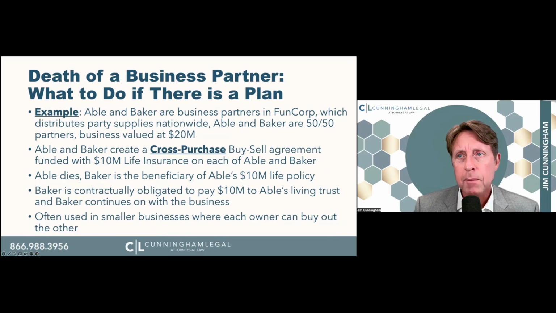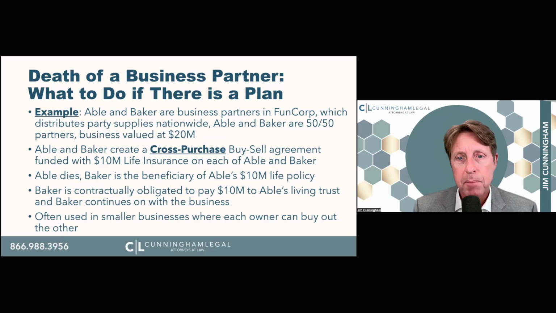So let's talk about death of a business partner, what to do if there is a plan. So Abel and Baker are business partners in FunCorp, which distributes party supplies nationwide. Abel and Baker are 50-50 partners, and the business is valued at $20 million. Abel and Baker create a cross-purchase buy-sell agreement, and this is funded with a $10 million policy of life insurance on Abel and a $10 million policy of life insurance on Baker.